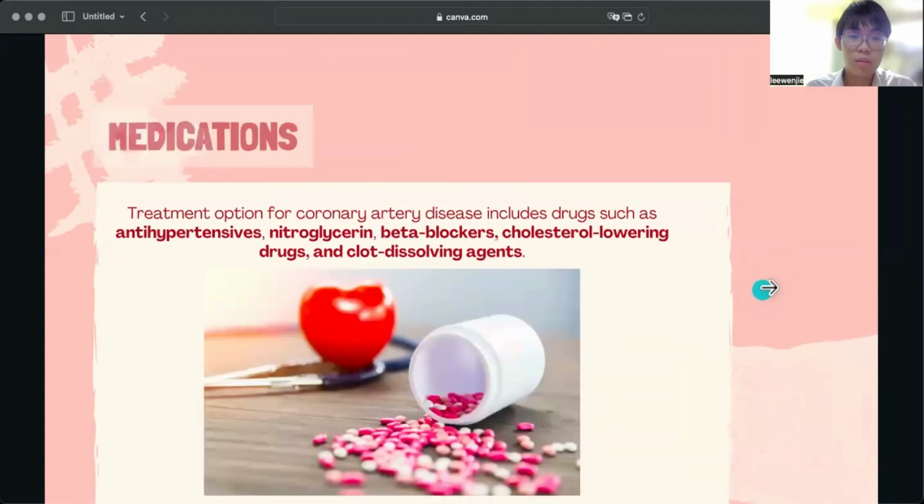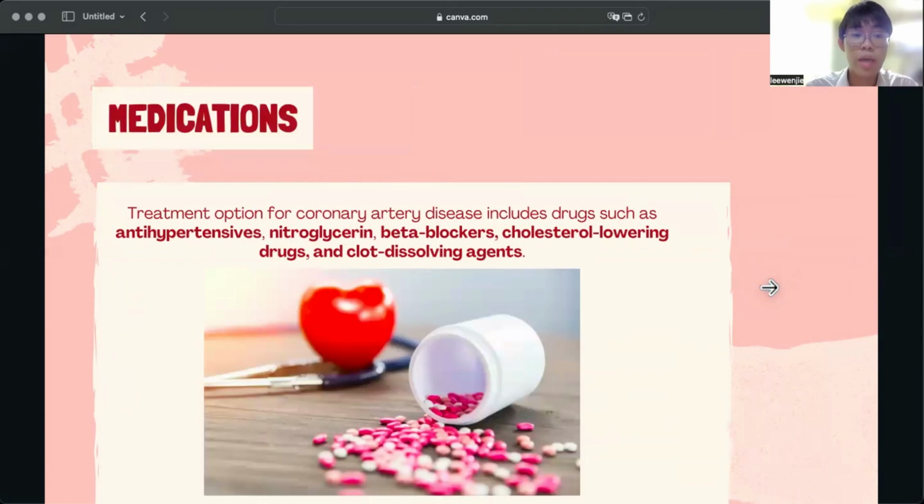Treatment. Okay, medication. We can use antihypertensives, nitroglycerin, beta blockers, cholesterol-lowering drugs, and clot-dissolving agents, which depends on the disease the patient has.